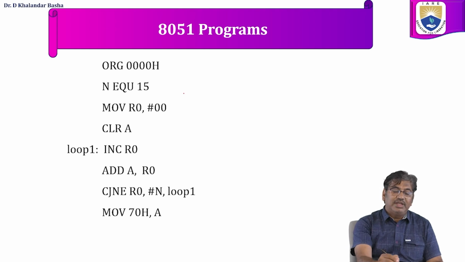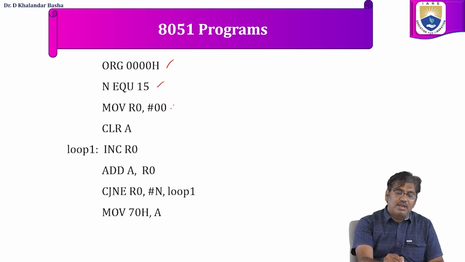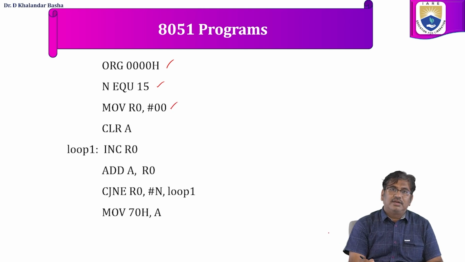Origin we are giving as 0. N, what is the value of n, that we are going to give as a constant by using the equate directive. N equate 15. We will clear R0 register by using the instruction move R0 comma hash 00. Similarly, we will clear the accumulator by using clear accumulator.